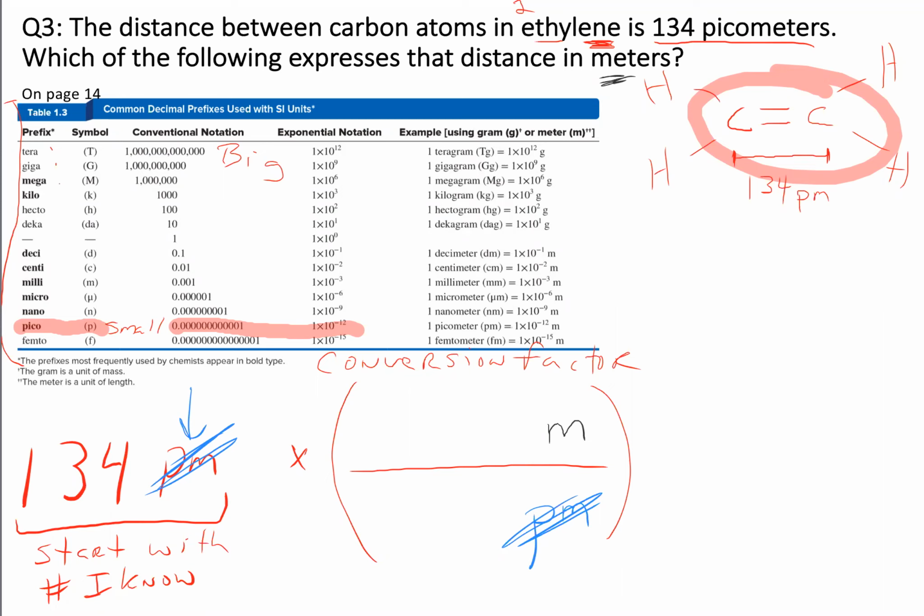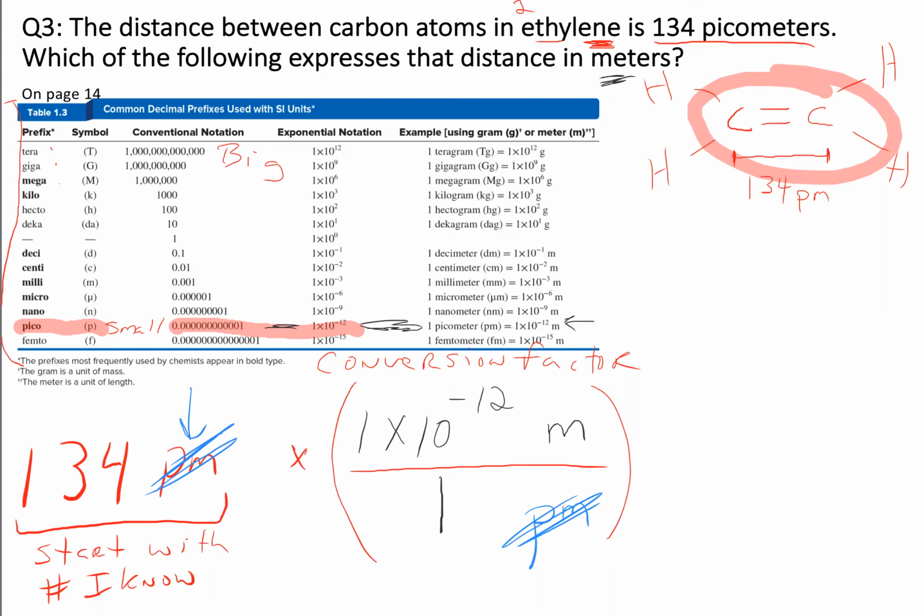Well, what I do is I essentially use this chart with the appropriate entry. Now I want pico, and pico is the one that's down here. Okay. And what does this chart tell me? It tells me that 1 picometer, 1 PM, is equal to 1 times 10 to the minus 12th meters. And I'm going to use this to my advantage. I'm going to say 1 picometer is equal to 1 times 10 to the minus 12 meters.